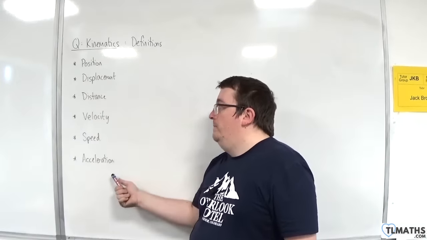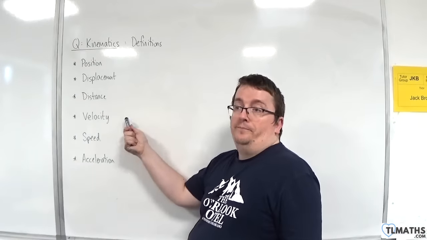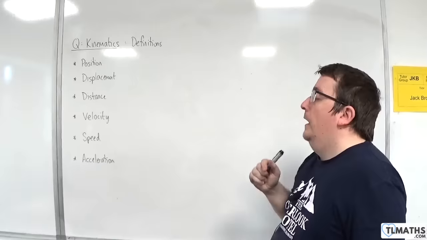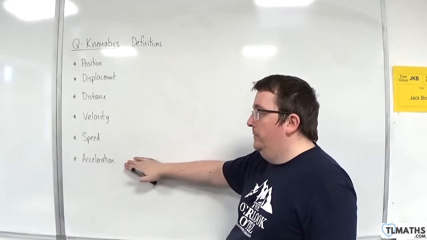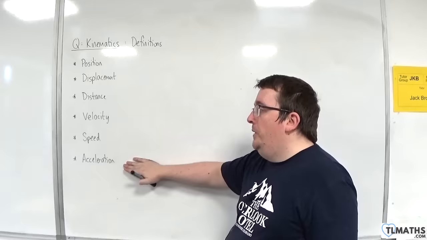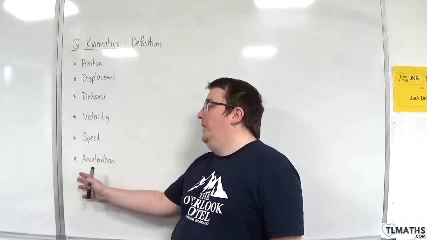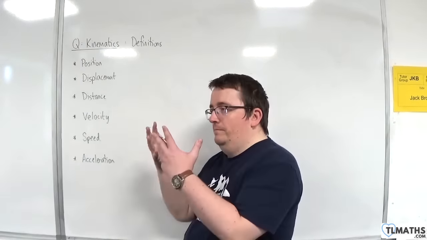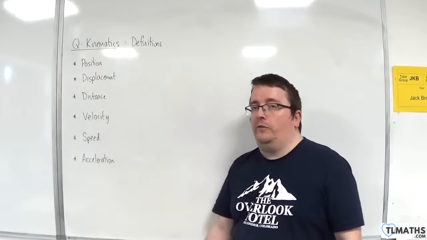The acceleration is the change in velocity over time. So the acceleration is measured in meters per second per second. And we don't have a special term to represent the magnitude of acceleration. So you just have to be asked for the magnitude of the acceleration, and then you'd use Pythagoras' theorem again.